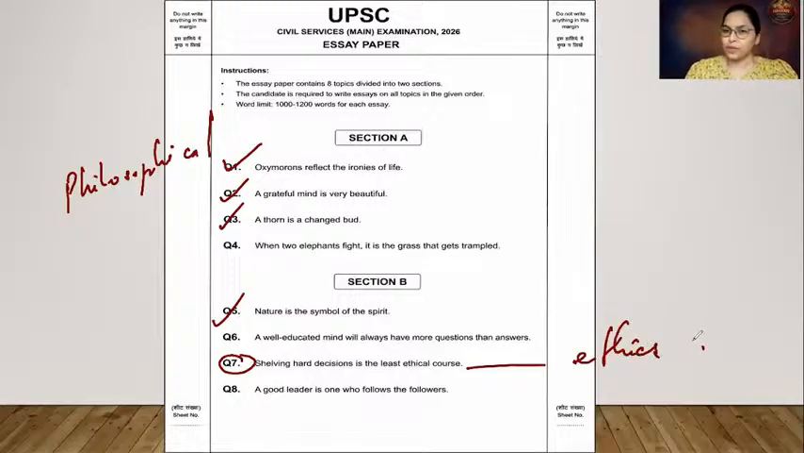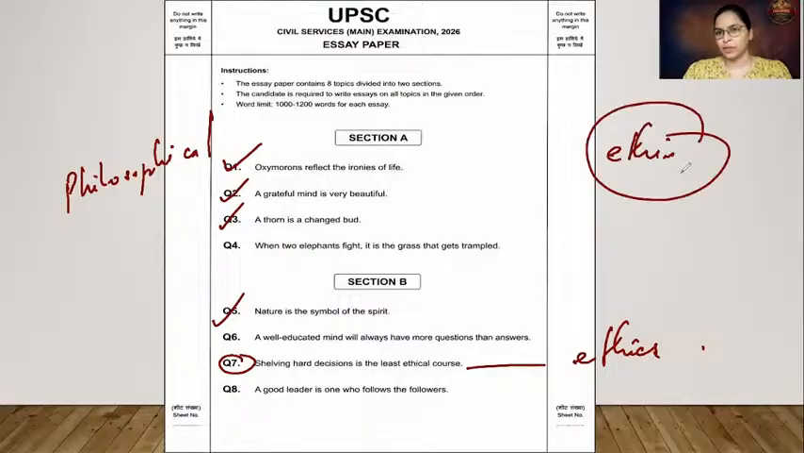So if you want to have a good hold over philosophical topics and ethics topics, you need to be very good with your ethics paper. Your thorough preparation of GS paper 4 will definitely help you in attempting such essay topics. Then, if you look at question number 8, a good leader is one who follows the followers, this is related to governance. This is related to leadership.